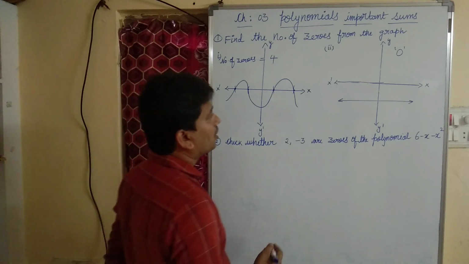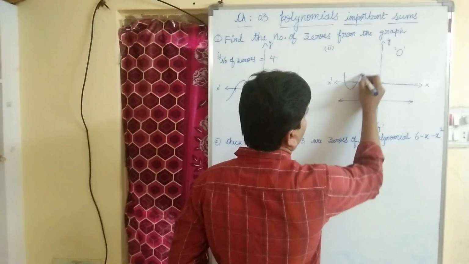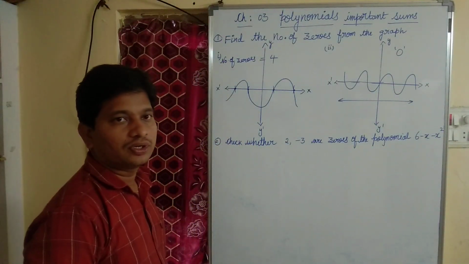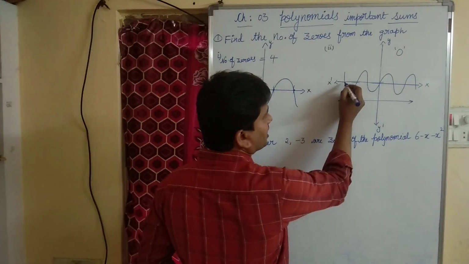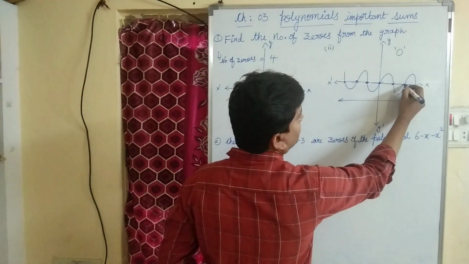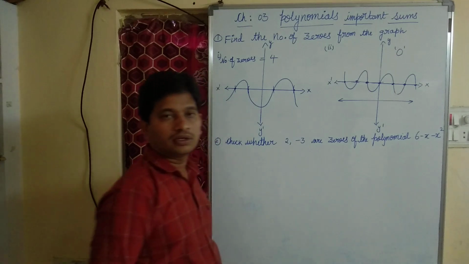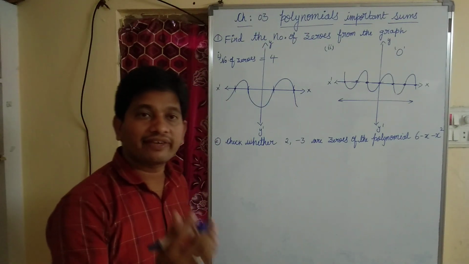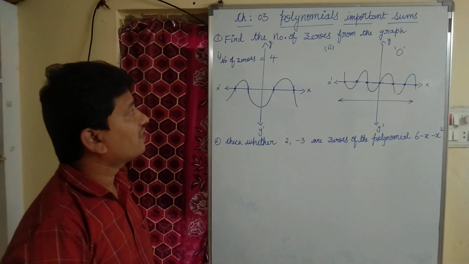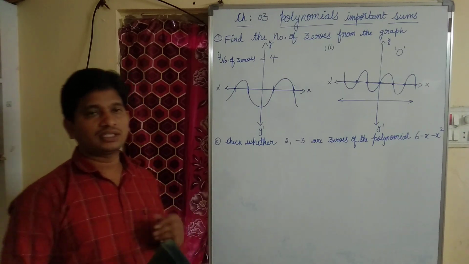Okay, for example, you can see here, if you observe this, it is intersecting the x-axis at 1, 2, 3, 4, 5, 6, 7 points. So the number of zeros is 7. Okay, in this way they may ask questions in the public examination.